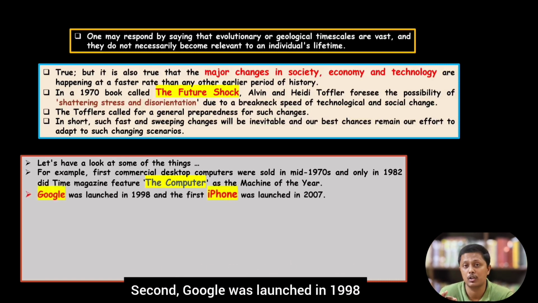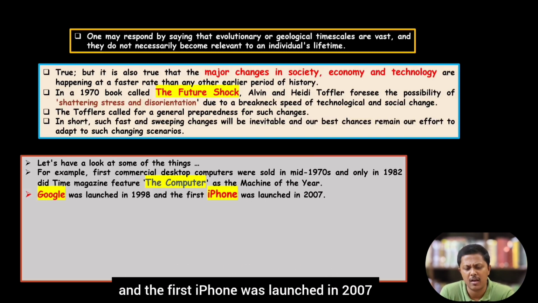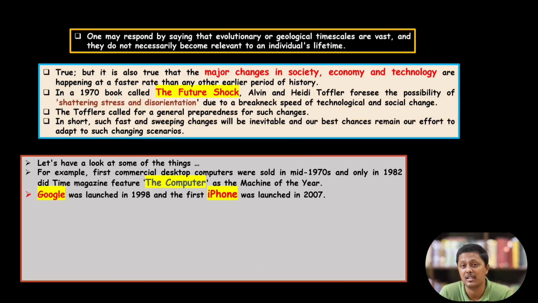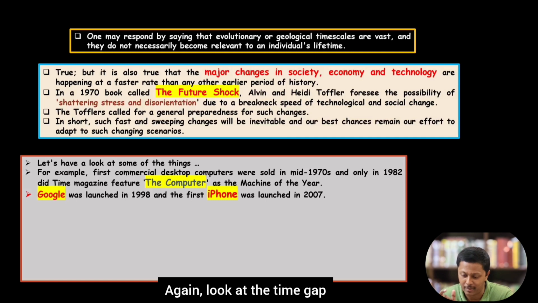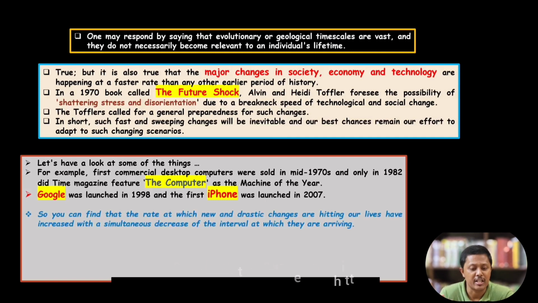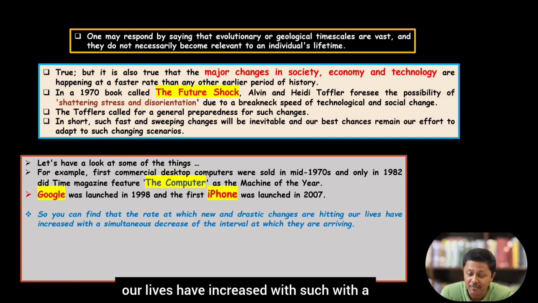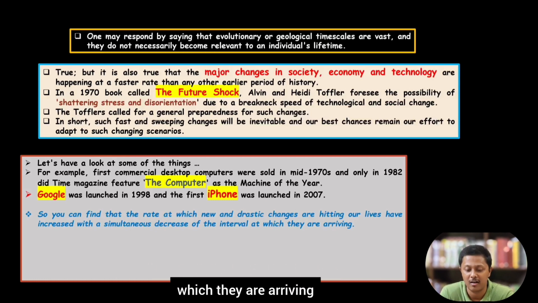Second, Google was launched in 1998, and the first iPhone was launched in 2007. Again, look at the time gap. So you can find that the rate at which new and drastic changes are hitting our lives has increased, with a simultaneous decrease of the interval at which they are arriving.